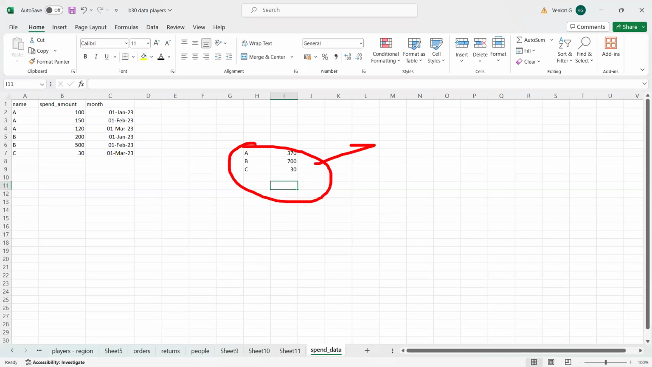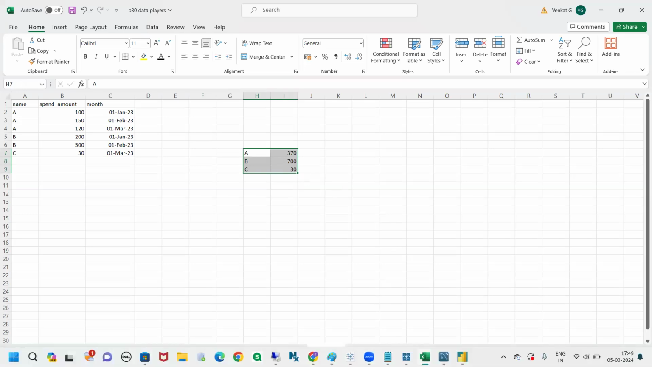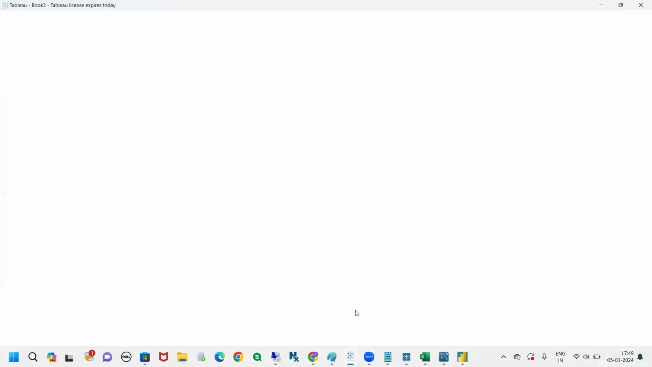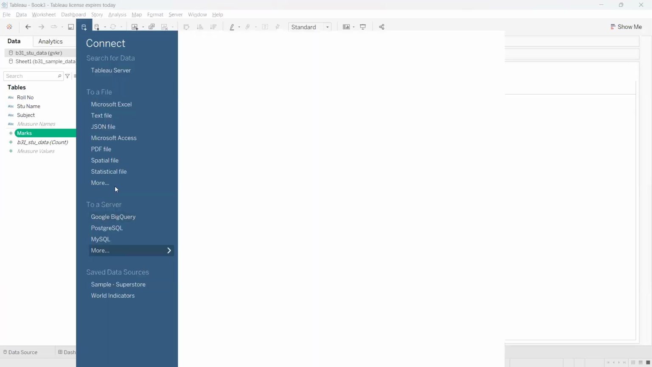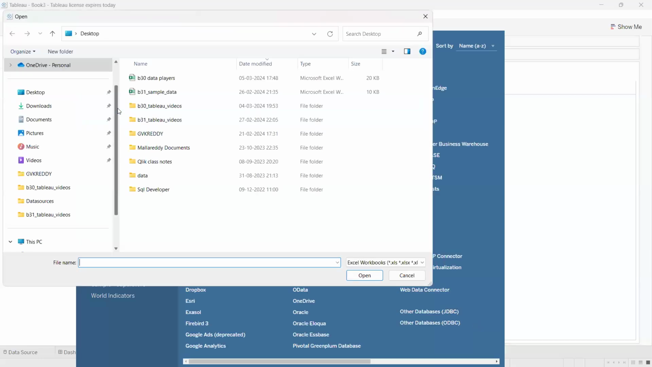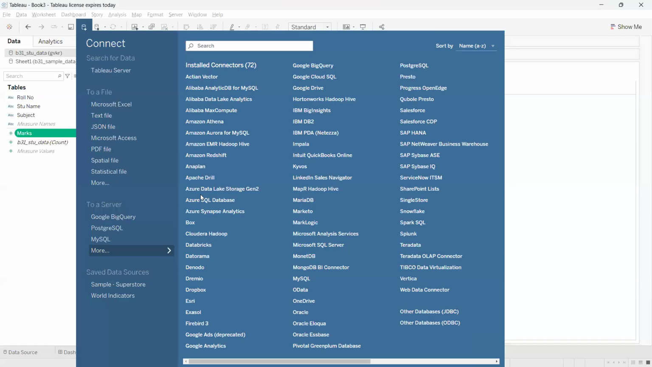So we can do this very easily in Tableau, right? You already know, this is called aggregated data. Let's see how to do the same thing in Tableau. Of course, I discussed the same thing in the first class itself, but let me tell you one by one so that you can understand easily. Now I'm going to the data option here, connect to a new data source, Microsoft Excel, B30 sample players. So this is my Excel file name.